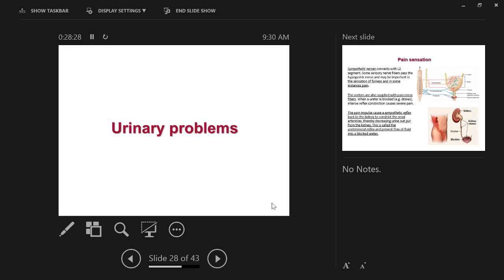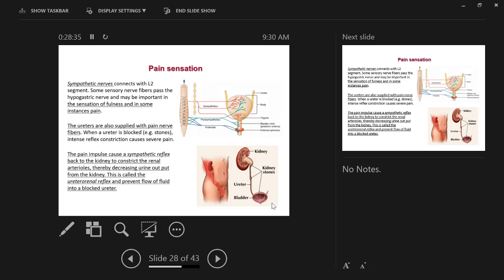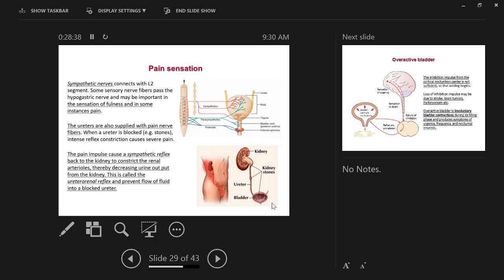All right, so let's go to urinary problems. It's more like a clinical situation. Any questions so far? Okay, all right. So first is pain sensation. Like I said, pain can be sensed through sympathetic nerves. But the important thing is that these sympathetic nerves also innervate the ureter, not just the bladder.